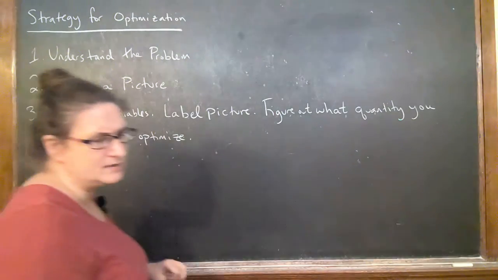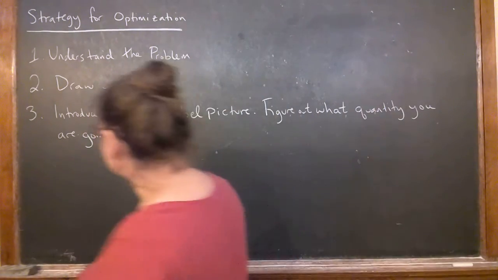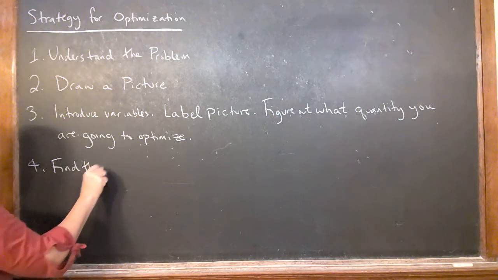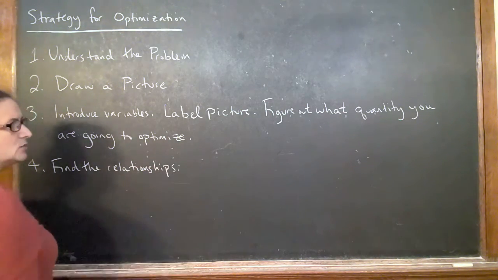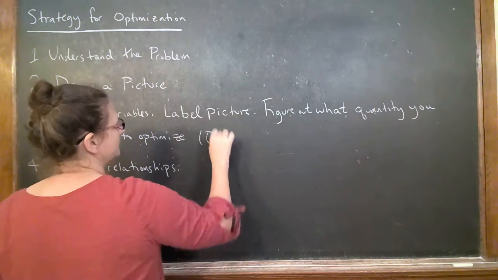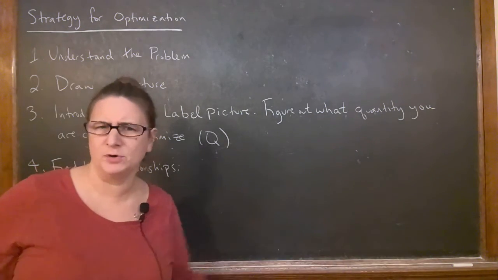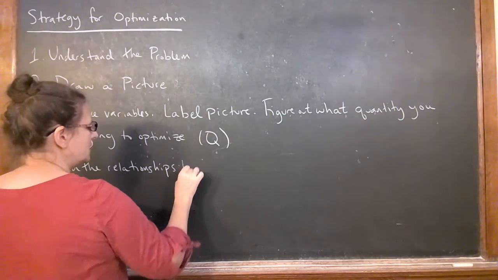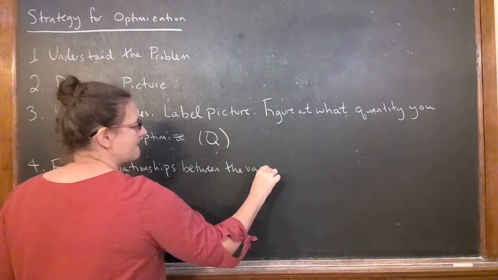Then the other thing you want to figure out, let's see, right, then we want to find the relationships. Okay, so let's give this thing a name. Figure out what quantity you're going to optimize. We're going to call it Q for the purposes of the strategy. Of course, it was area, it can be volume, it can be cost. We'll do a lot of different examples. So find the relationships between the variables, the quantities, right?